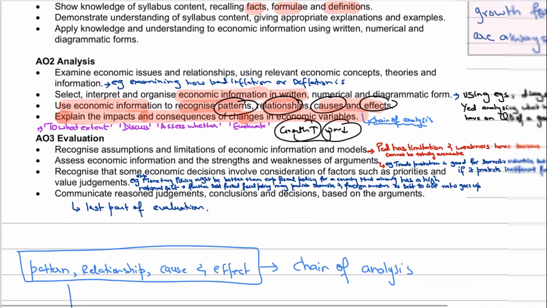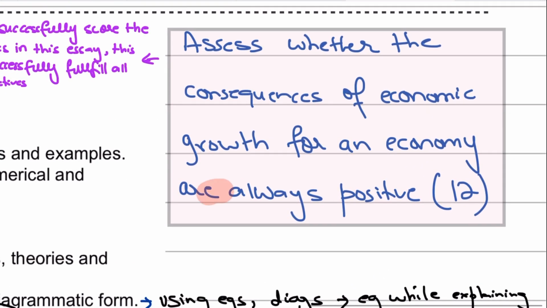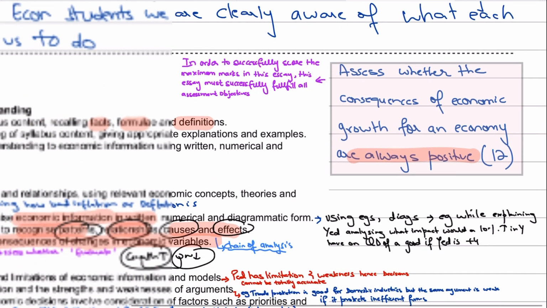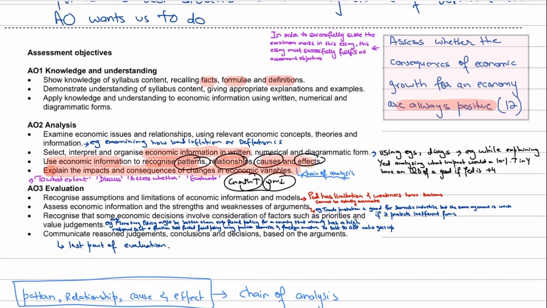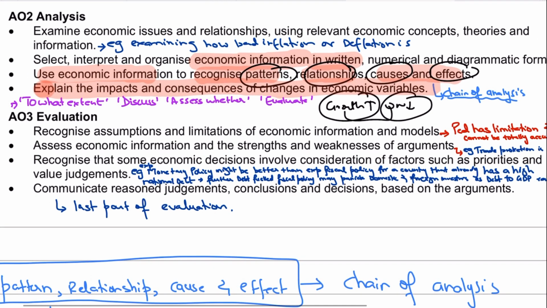So for example, the question here is saying, assess whether the consequences of economic growth for an economy are always positive. Right? So if you're saying that if economic growth happens, then unemployment will fall. So how would unemployment fall, and what impact would that have on the economy? Why would falling unemployment be so beneficial for an economy? What is the impact of falling unemployment? What is the consequence of falling unemployment? So if you're saying that the benefit of economic growth is that unemployment goes down, so what? What will happen because of a fall in unemployment?